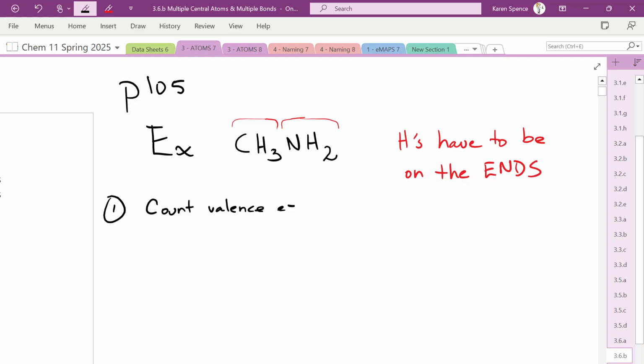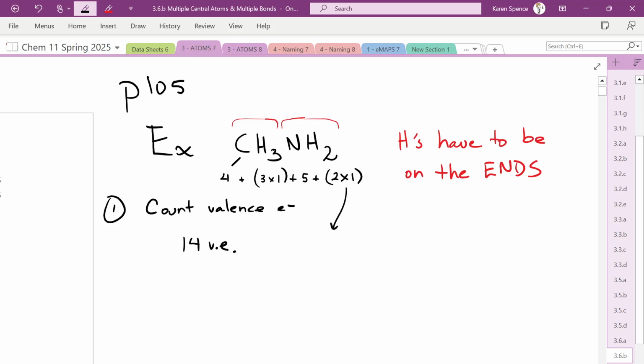Okay, so we have carbon. How many does carbon have? 4. We have hydrogen, so that's going to be 3 times 1, right? Because we have 3 of them. How many does nitrogen have? 5. And again, we have hydrogen, so that's going to be 2 times 1. So that is 4 plus 3 is 7 plus 5 is 12 plus 2 is 14 valence electrons.